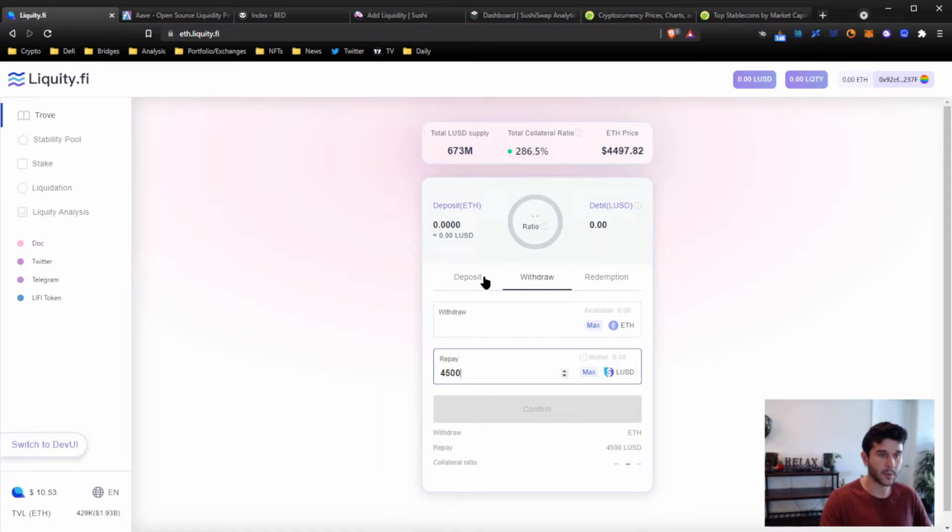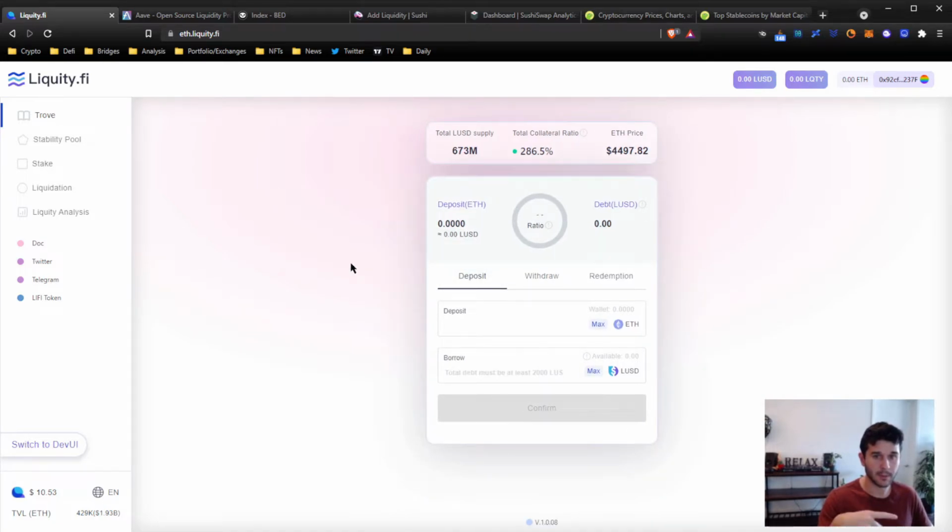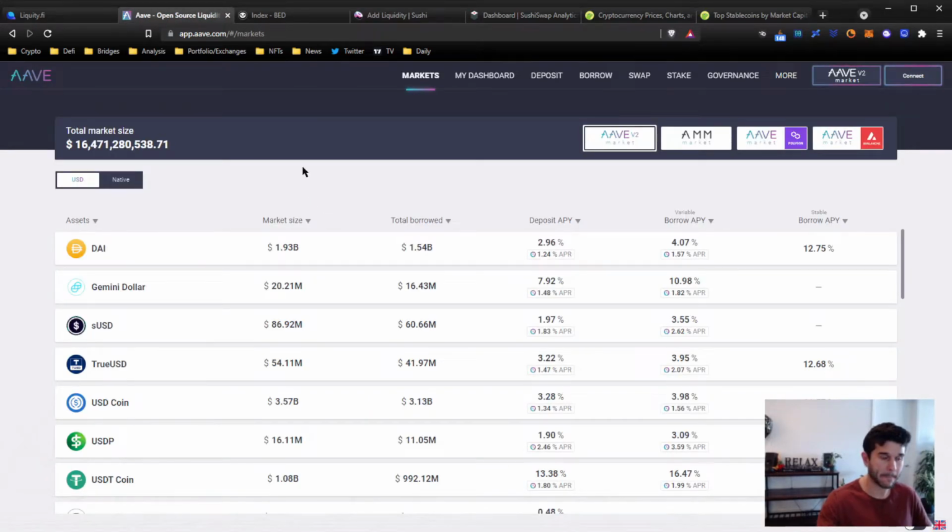Liquity is kind of a great starting point just because a lot of people have Ethereum. It's a very tough asset to earn a high yield on, and this will kind of free up funds and allow you to invest in some other things while still holding on to your Ethereum.